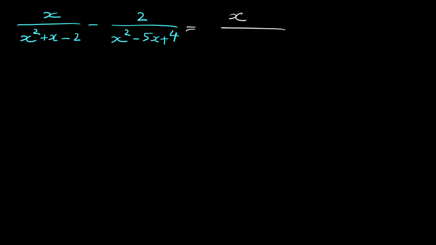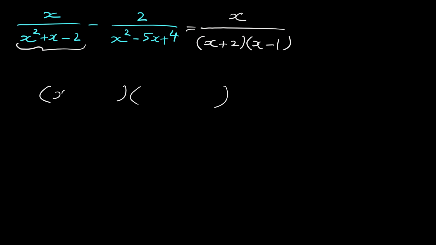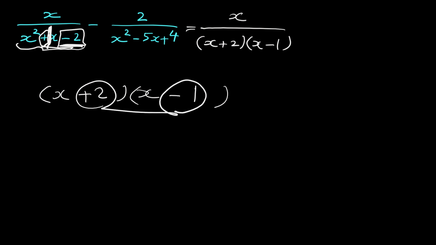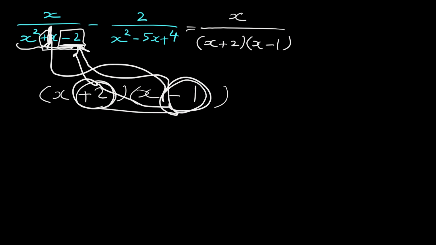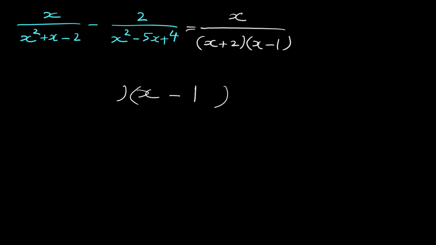We have x over this trinomial, which can be factored as x plus 2 times x minus 1. Let me remind you, when we want to factor a trinomial, we put two brackets, x in each bracket. Then we look for two numbers that their product is negative 2 and their sum is 1 in this case. Those numbers are 2 and negative 1, because 2 times negative 1 is negative 2, and 2 minus 1 is 1. So we can factor this trinomial like this.